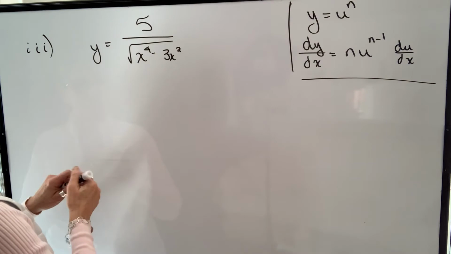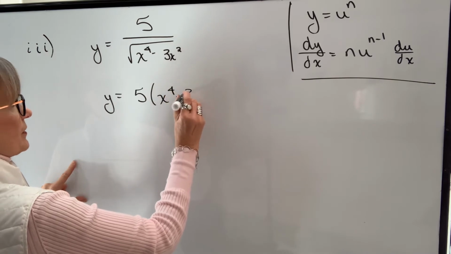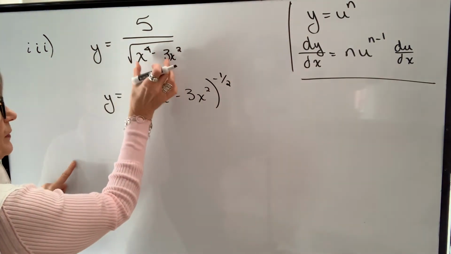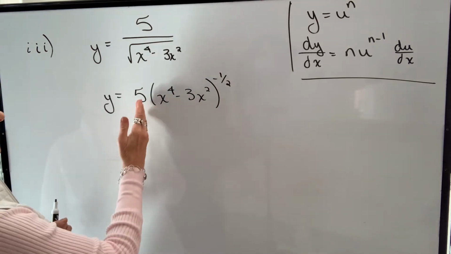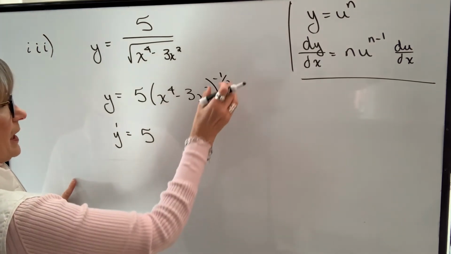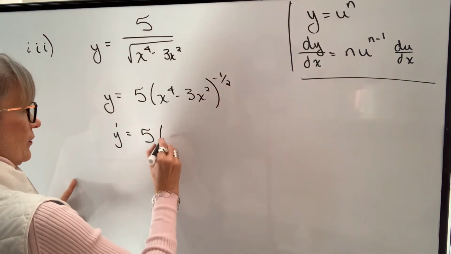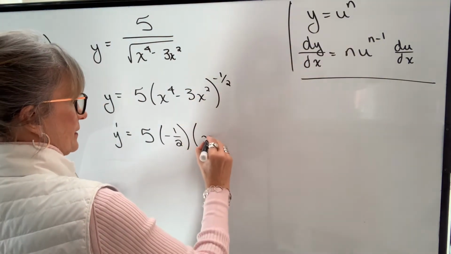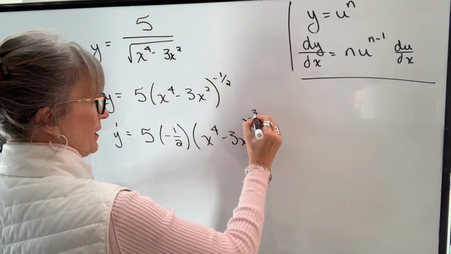And because it's constant, I can rethink this or rewrite it as 5 times x to the 4th minus 3x squared to the power of negative 1/2. Because this square root means it's to the power of 1/2, and when I bring it out of the denominator, it becomes a negative exponent. Now I just have a constant times a power, so my derivative will just be that constant times the derivative of this power, where I use this rule, where n is negative 1/2 times u to the n minus 1, so x to the 4th minus 3x squared to the power of negative 1/2 minus 1 is negative 3/2.